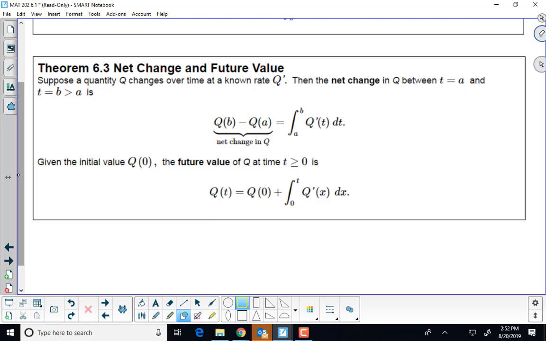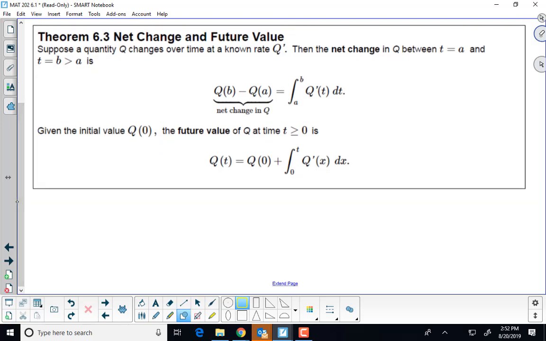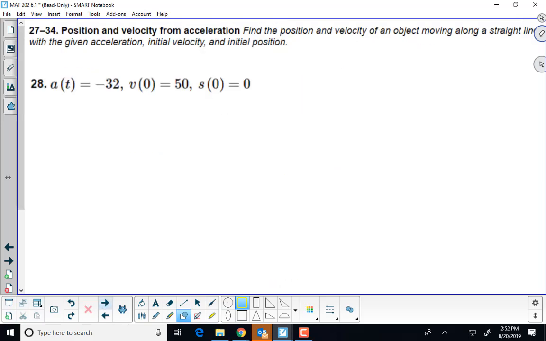All right, so let's try another problem. Position and velocity from acceleration. All right, you guys try this one. Find the position and velocity of an object along a straight line with the given acceleration with those initial conditions. So start with acceleration, find your velocity, and then find your position. So find your velocity first. We'll stop there, make sure you're on the right track, and then position. If it all makes a ton of sense, you can blaze through right to your position.